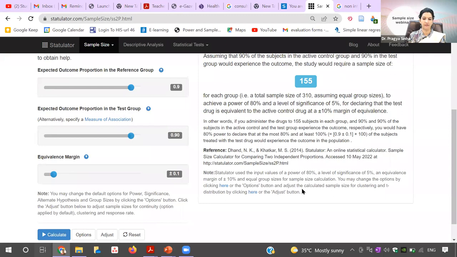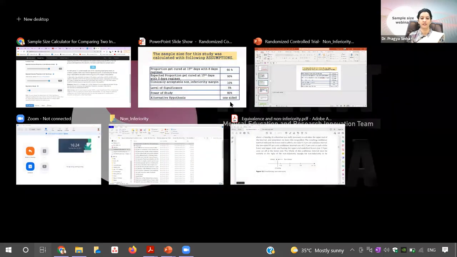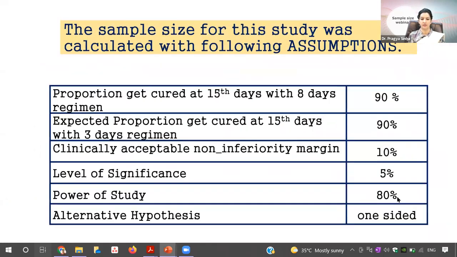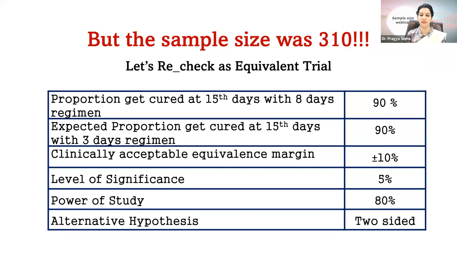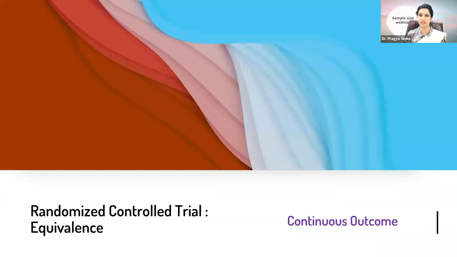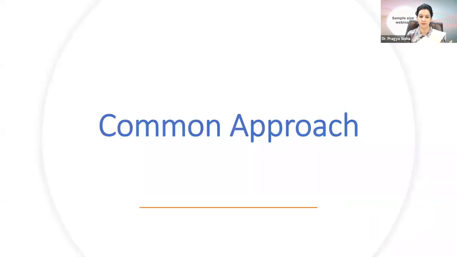So what they have done, although they have written non-inferiority, but they have taken this as an equivalence trial. So that you will also find. So whatever you have done, that is the correct way of doing the calculation. So now we'll go to the equivalence trial. So this is again, because the sample size was 310, so we did it with the equivalence margin, and it was 310. I guess we can only see, so I'll rush because it's only 5 minutes left.